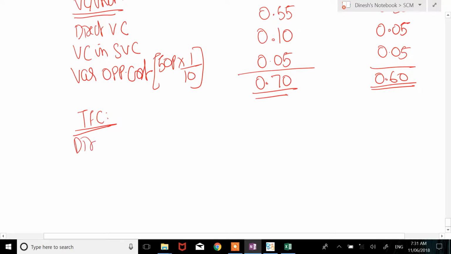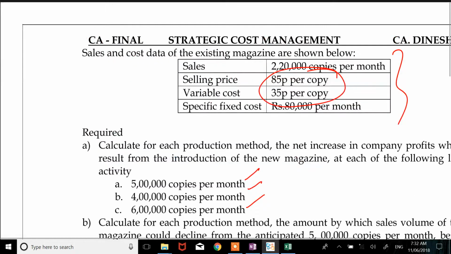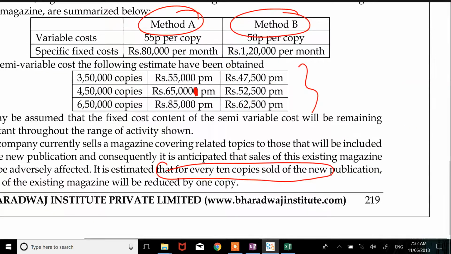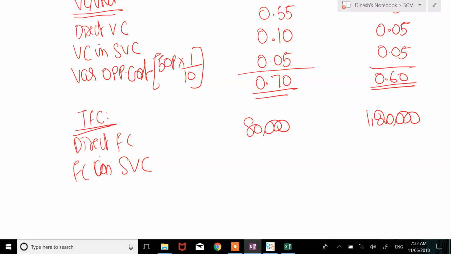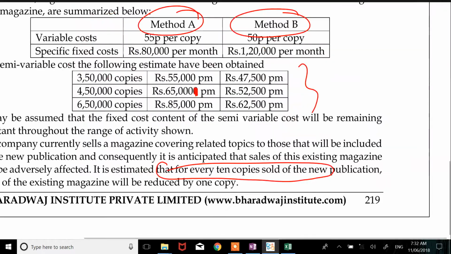In the direct fixed cost and FC component, FC in SVC. What are the direct fixed costs given? 80 and 120. 80,000 and 1,20,000. From the semi variable cost, tell me what is the fixed cost.